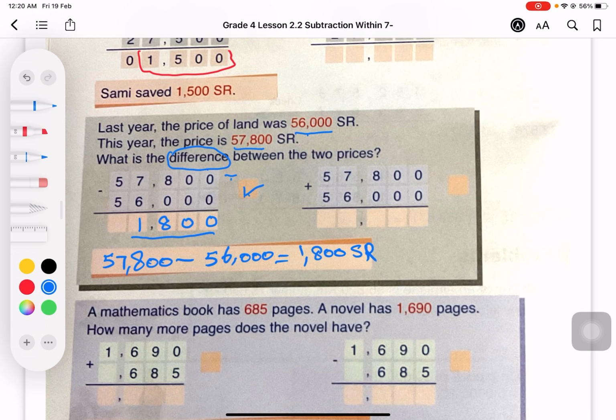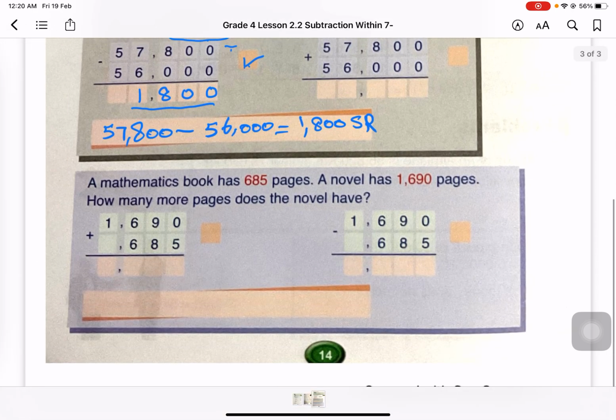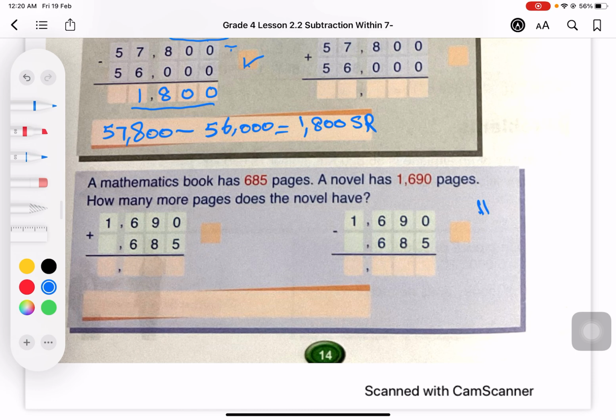Okay. Now, you are going to do this one. This is homework for you. Okay, let me read it for you. A mathematics book has how many pages? It is 685 pages. Another book has 1,690 pages. Okay, how many more?